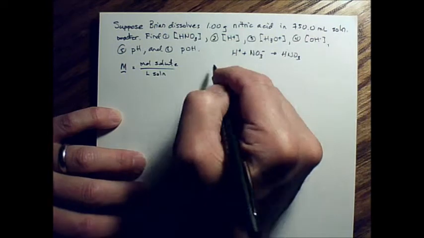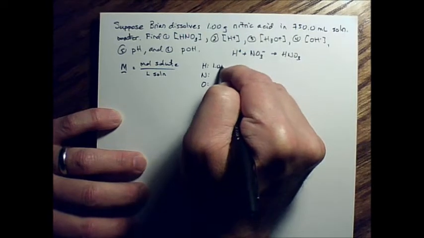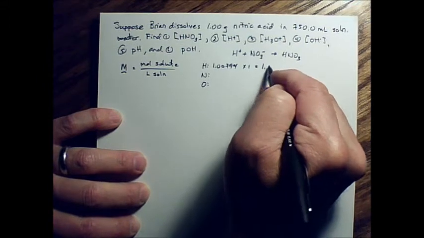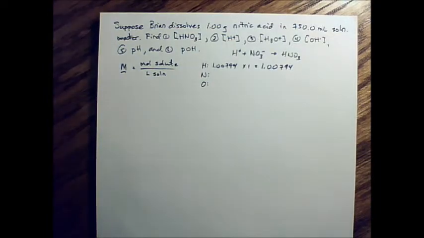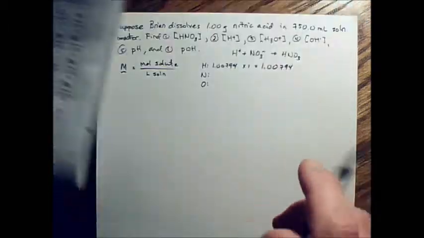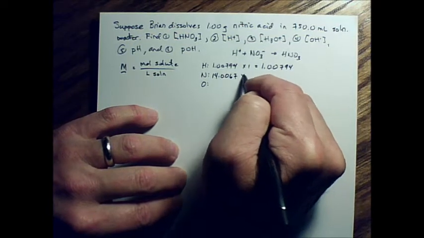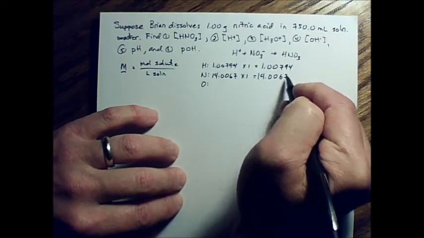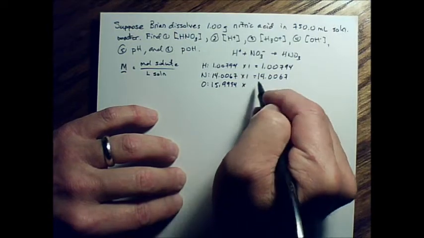Let's add up hydrogen, nitrogen, and oxygen. Hydrogen is 1.00794, and I've only got one of those. Nitrogen is, I believe, 14.0067. Sure enough. I use this stuff a lot, and if you use them enough, you kind of know them by using them. Oxygen is 15.9994, and I have 3 of those.